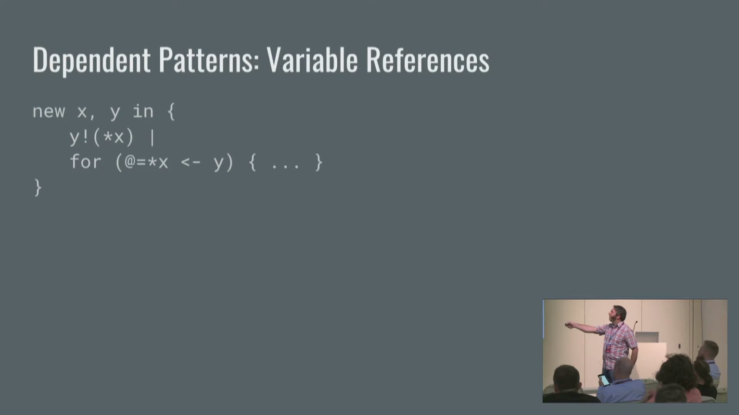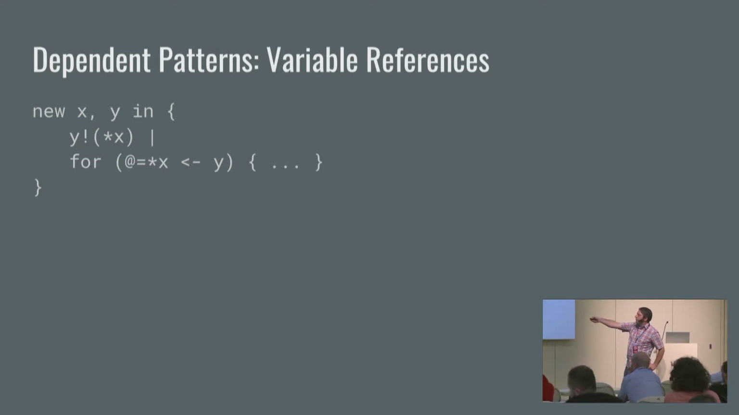All right. One of the things that you would often like to be able to do is to create a pattern that references some variable that's already bound. So here's a simple example. The thing in question right here is equals star x. This is a pattern, to be clear. This is just a Rholang fragment.